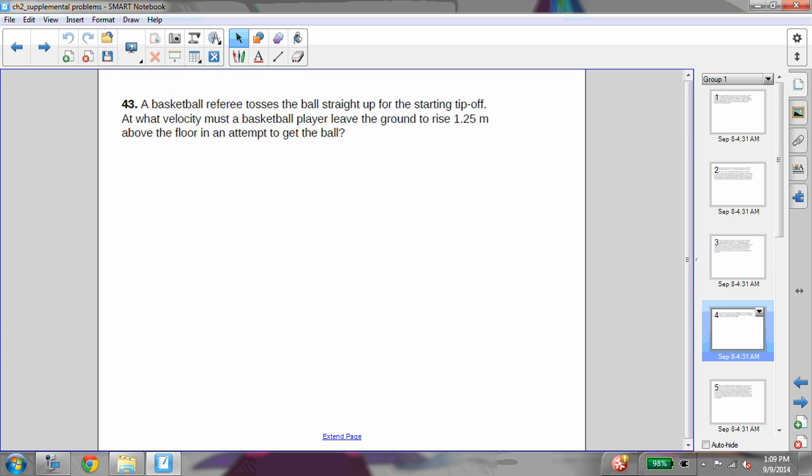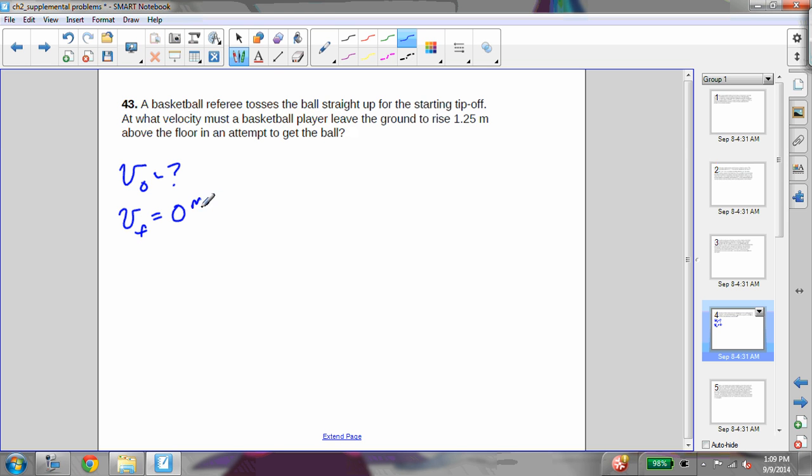At what velocity must a basketball player leave the ground to rise 1.25 meters in an attempt to get the ball? We had a homework problem similar to this, but let's see, we want to know what is our V naught. So we're looking for V naught, and we know that our final velocity at the top is equal to 0. And we know that that position is equal to 1.25 meters.